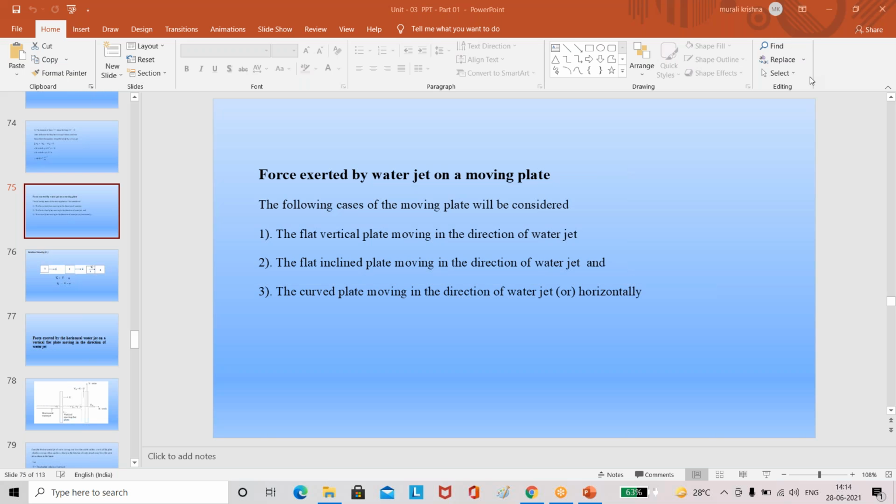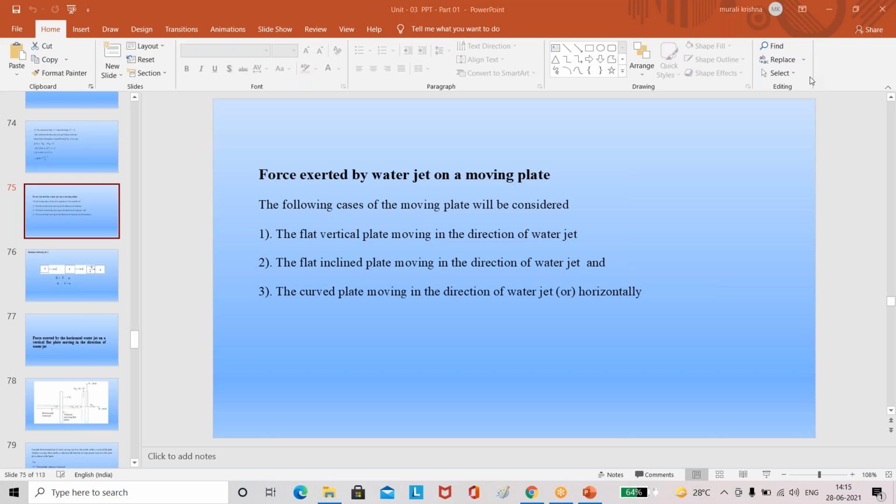In all these conditions, if the plate is in rest condition, the water jet strikes the plate with velocity v. That is called the velocity of the water jet coming out from the nozzle, initial velocity v. The water jet strikes the stationary plate. Now, in part 1, we are going to discuss the next impact of water jet on the plate.